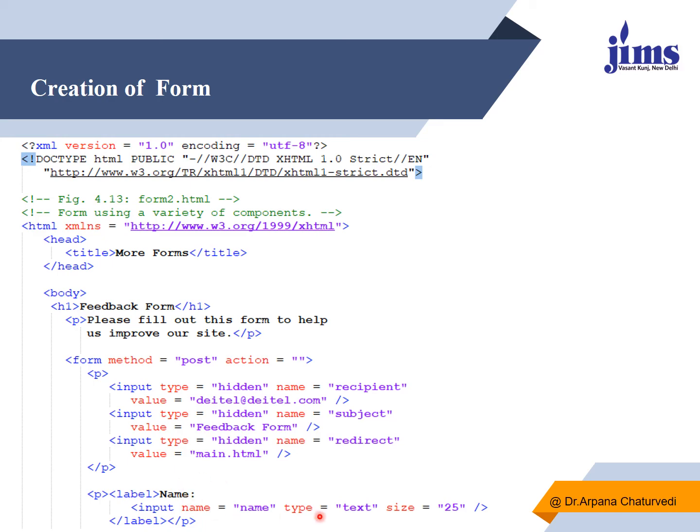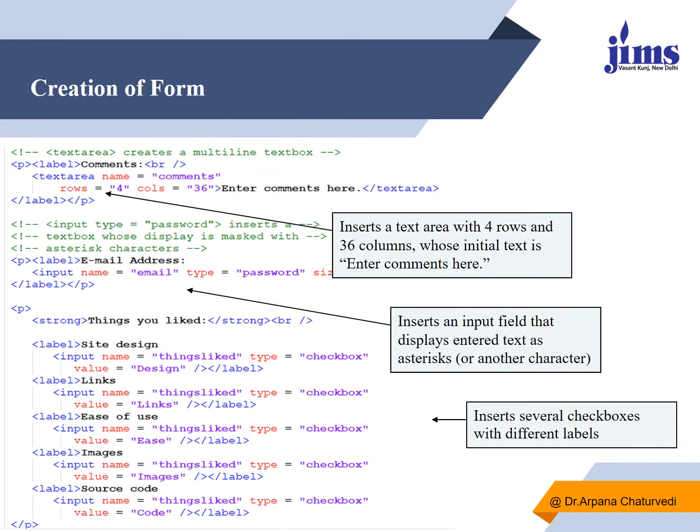The name text box we are showing with the label name. Then for comments, there is a text area, name is comment, rows are 4, columns are 36. They can say enter comments here. It's a paired tag, so we'll be closing it with the text area closing tag. Then for email address, the label is email address. Input name is equal to email, type is equal to password. It's a password field we have created over here.